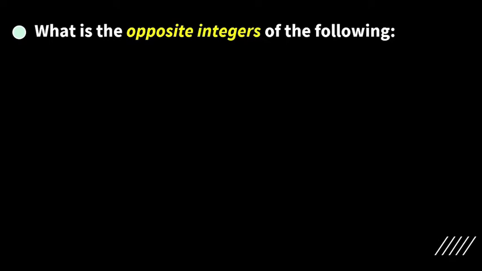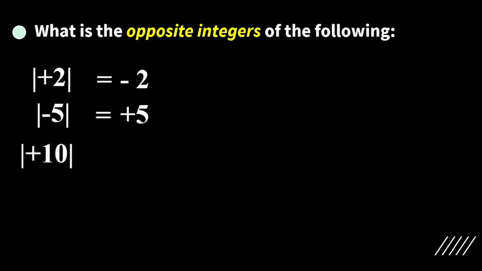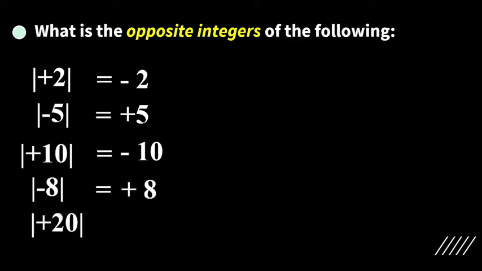What is the opposite integers of the following? The opposite integers of positive 2 is negative 2. The opposite integers of negative 5 is positive 5. The opposite integers of positive 10 is negative 10. How about the opposite integers of negative 8? Good job, positive 8. How about positive 20? Great! The opposite of positive 20 is negative 20.